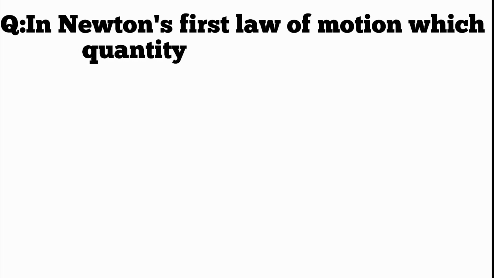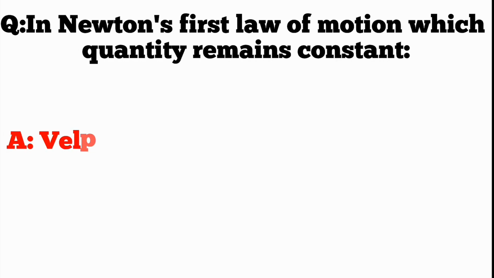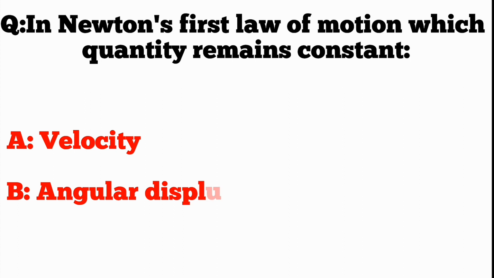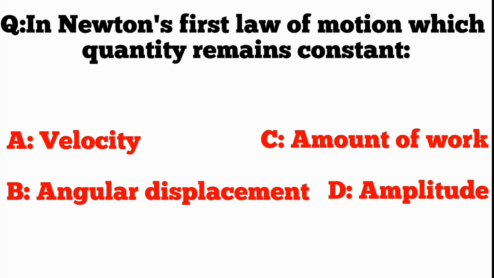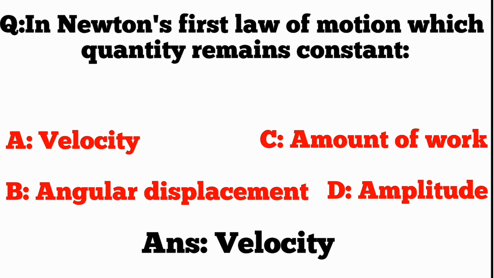Q. In Newton's first law of motion, which quantity remains constant? A. Velocity, B. Angular displacement, C. Amount of work, D. Amplitude. Ans. Velocity.